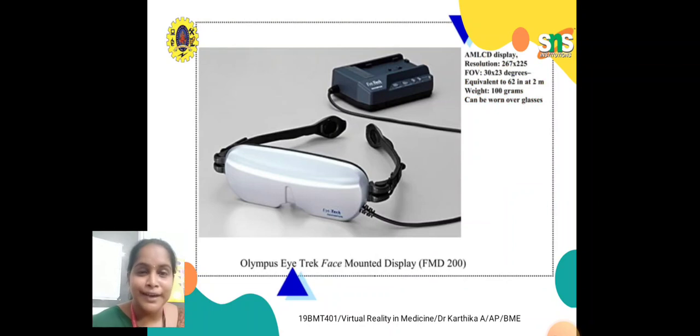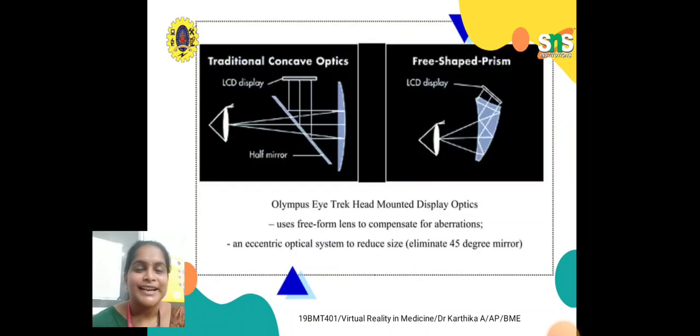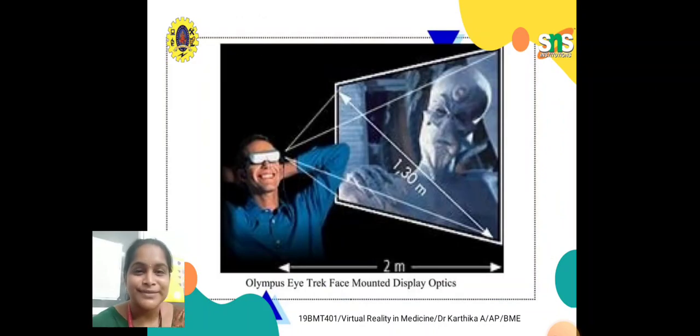Here is a perfect example, the Olympus Eye-Trek face mounted display FMD200. The resolution is 267 x 225, the weight is 100 grams, and it can be worn over glasses. Next, we have the difference between the traditional concave optics with LCD display and half mirror, and here we have a free-form prism LCD display. See this example of Olympus Eye-Trek face mounted display optics. Here the coordination is very perfect.